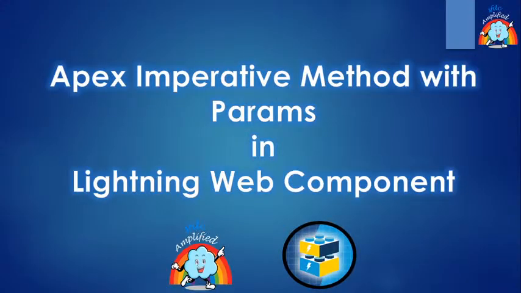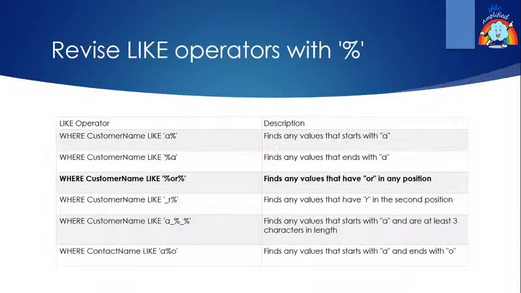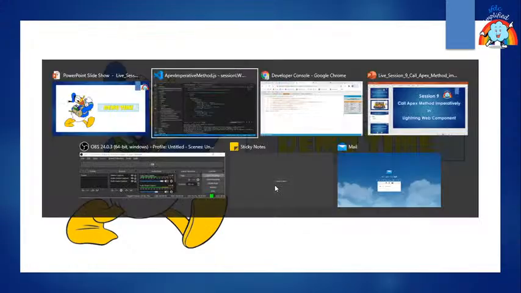Now that we understood the basics of exactly how it works, we will go a little bit deeper, and we will do the Apex imperative method with parameters in Lightning Web Component. So again, it remains the same: in the last session we understood about the percentage operator, that whatever value we put in between, it says that in whatever position it is, return that. So it exactly remains the same. So let's see.